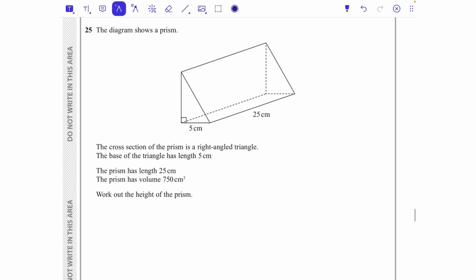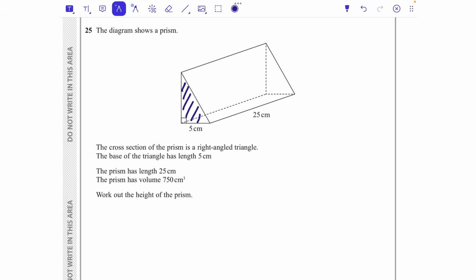Question 25. The diagram shows a prism. The cross-section of the prism is a right-angled triangle. So that's the cross-section, it's the shape that you see all the way through. The base of the triangle has length of 5, and the prism has a length of 25 centimetres. The volume is 750. Work out the height.